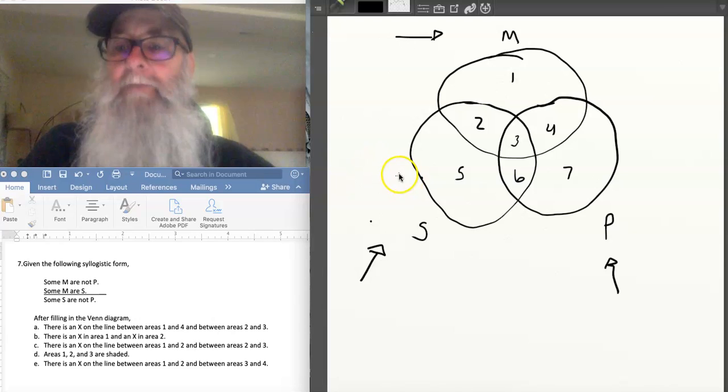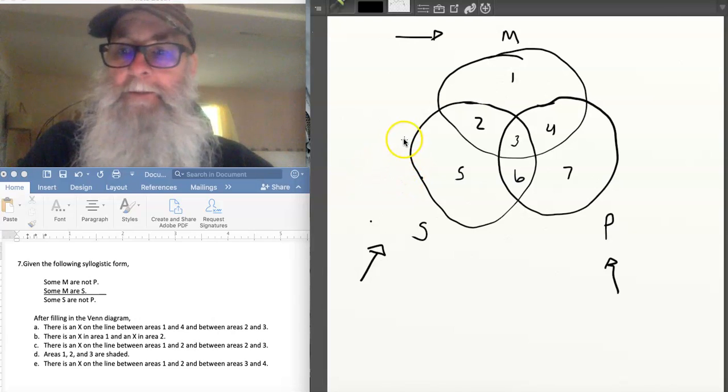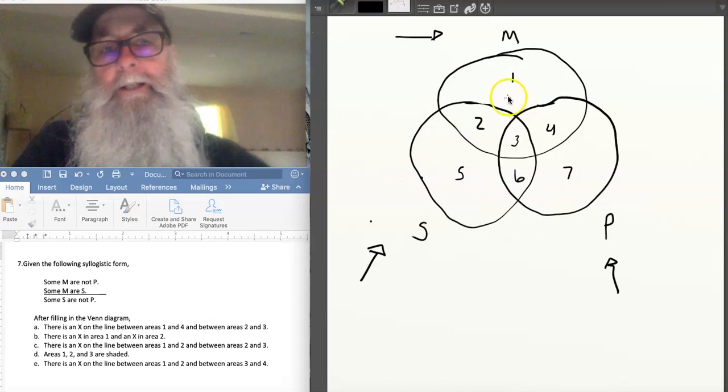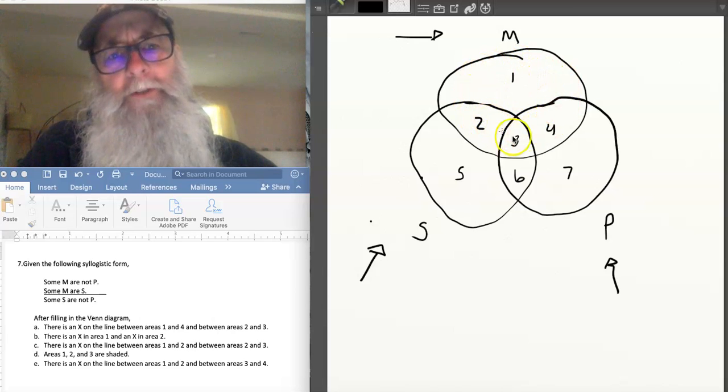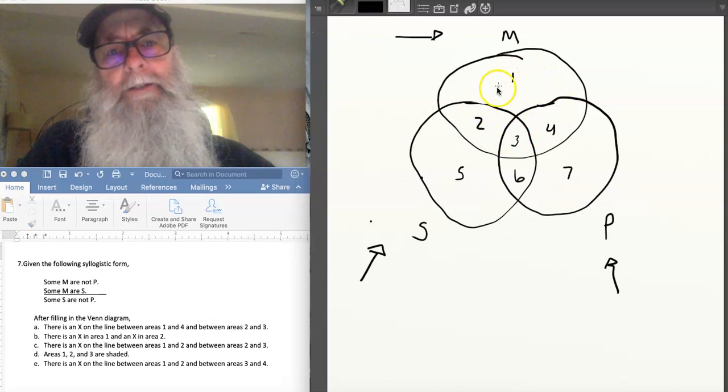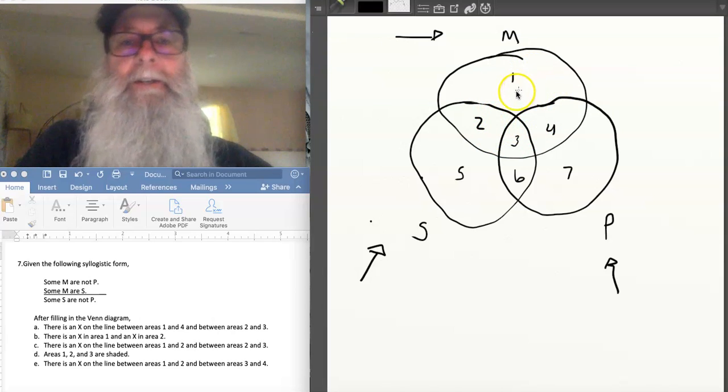In this case, I don't have one, so I'm just going to go ahead and start with the first premise, which says some M are not P. Now, if I look up here, my M circle, I see 1, 2, 3, and 4. Those are all the places there could be M's, and I'm trying to show that there's at least one M that is not a P.